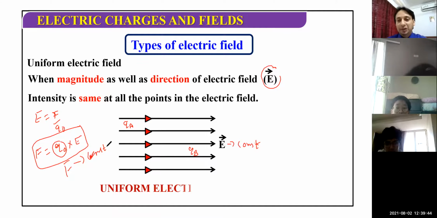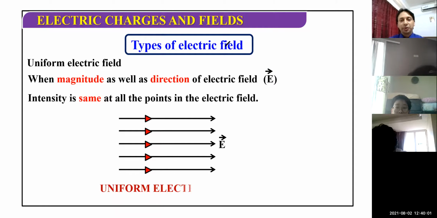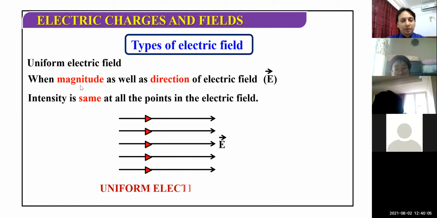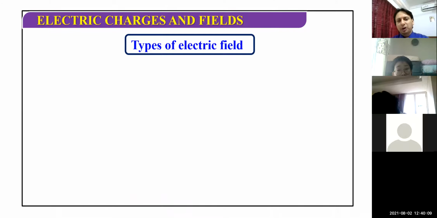So in an electric field, if it is uniform, then what happens? At each and every point in the electric field, the electric field intensity will remain the same. That is the main thing. Now the next point. This is about the uniform electric field. Let's talk about the non-uniform electric field.